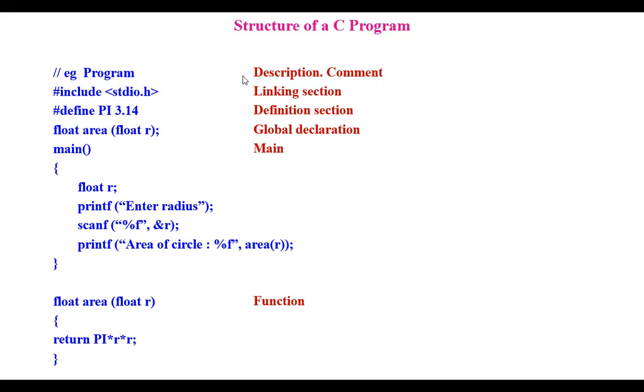So this is a typical program which has all the sections, starting from documentation, linking, definition, global declaration, main, and function. And this is the main function, the main program. Some programs may have some of these sections, and some sections may not be necessary. We'll discuss each element of this particular program in detail in the forthcoming modules. Thank you very much.